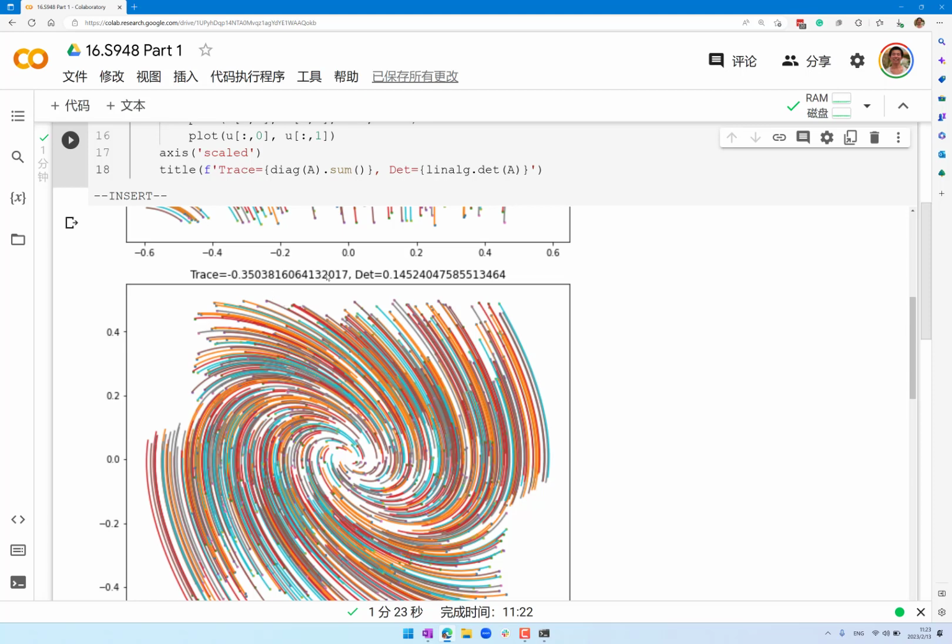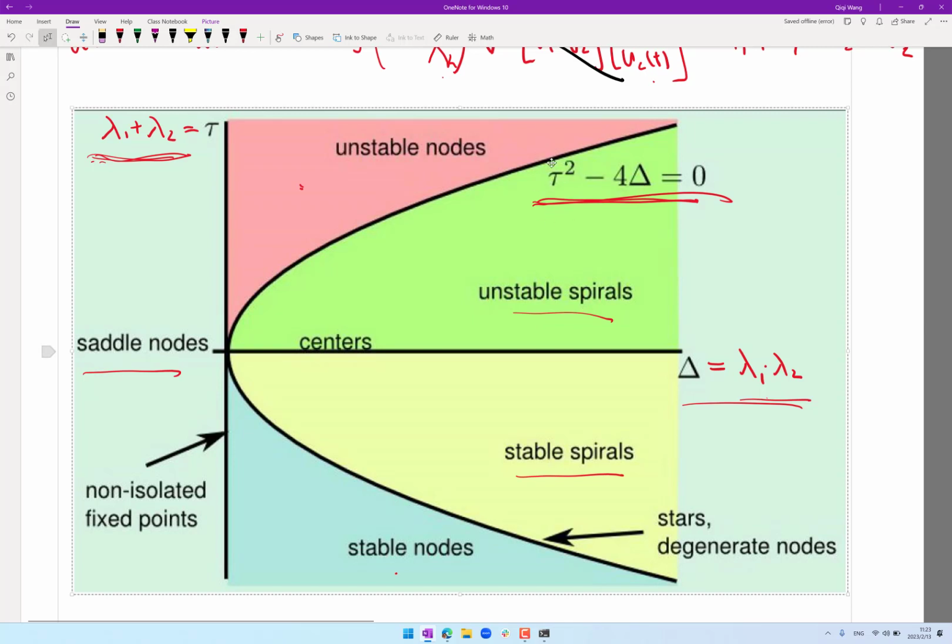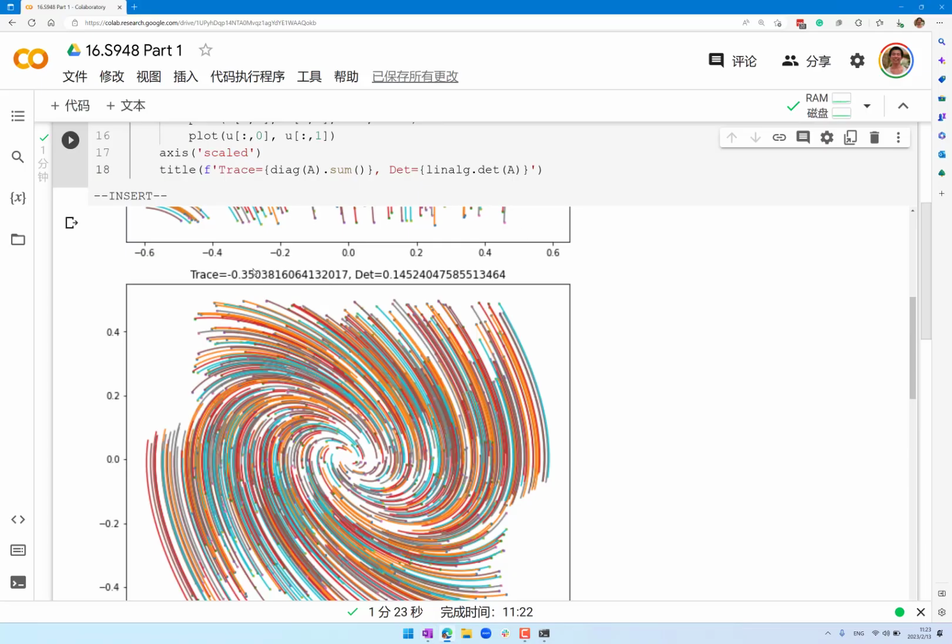We didn't compute this number, the square of the trace minus 4 times the determinant. But if you do the calculation, you're going to see it's going to be negative, right? So 4 times the determinant, if you square it, is about 0.1, right? And yeah, that's clearly less than 4 times the determinant.